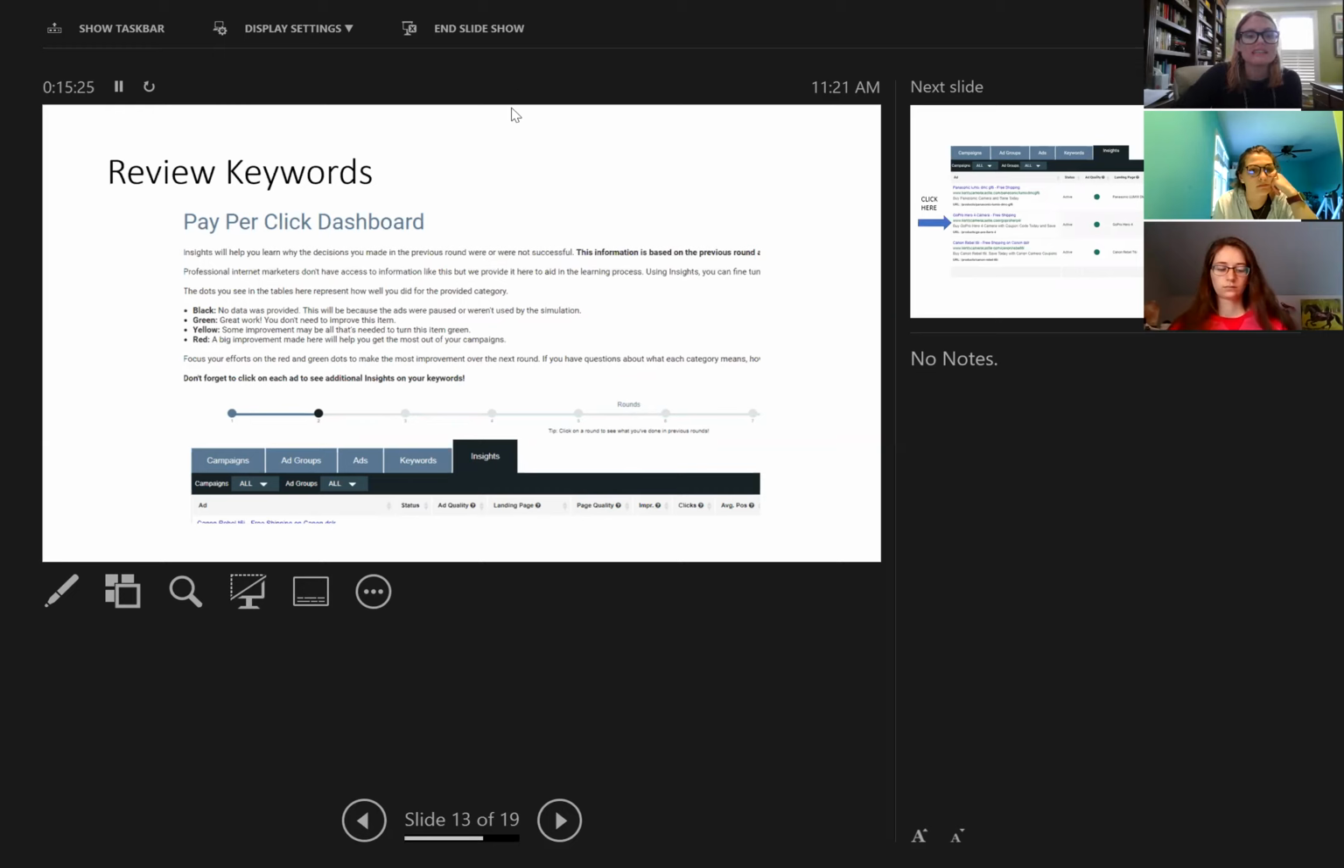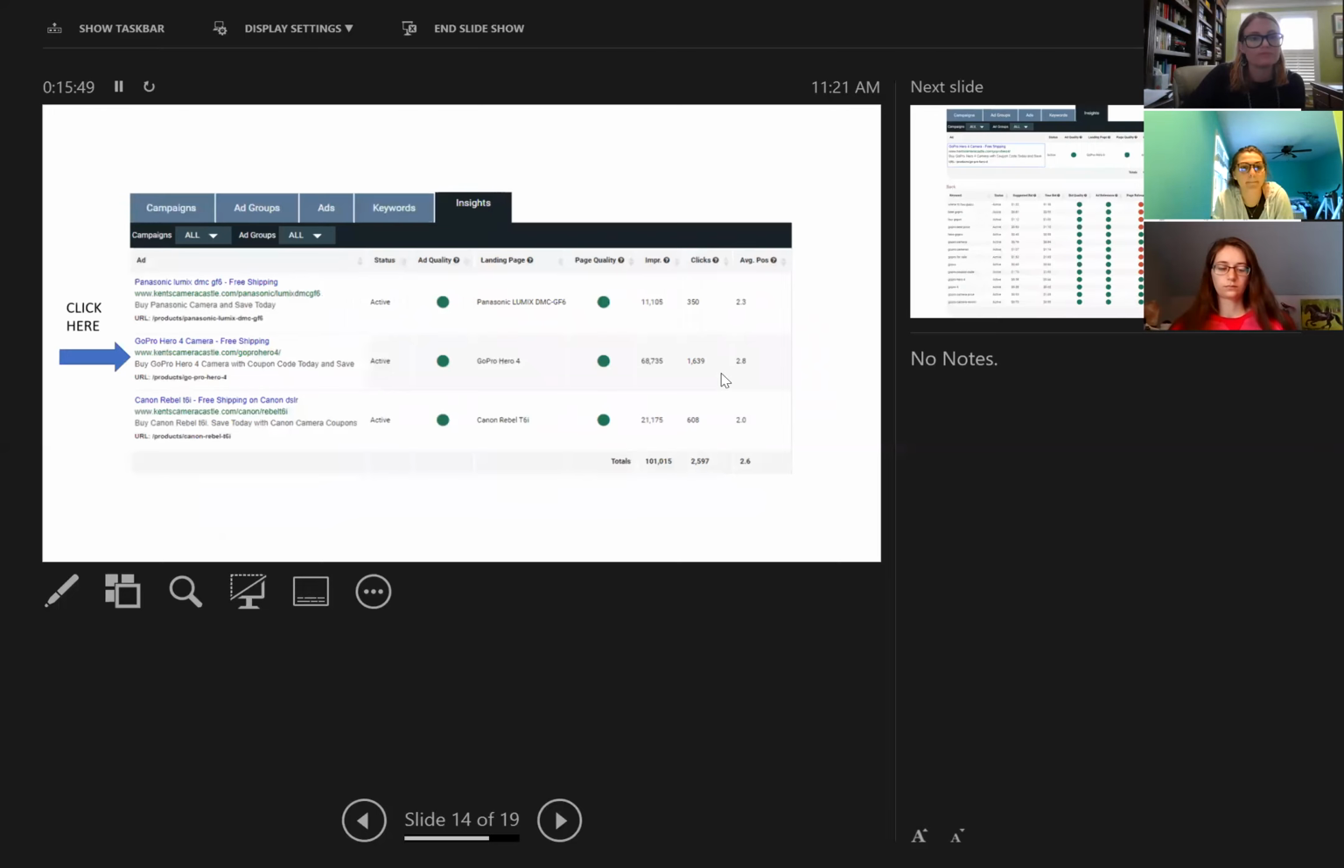This is called the Insight tab. And you didn't have this for the first round because there were no insights, but now you do, and you will for the rest of the simulation. Now, this basically tells you how you've done in each area. So if it has green, it means you're doing a good job. You can read it. Yellow, there's some improvement, and red is you really have to change this.